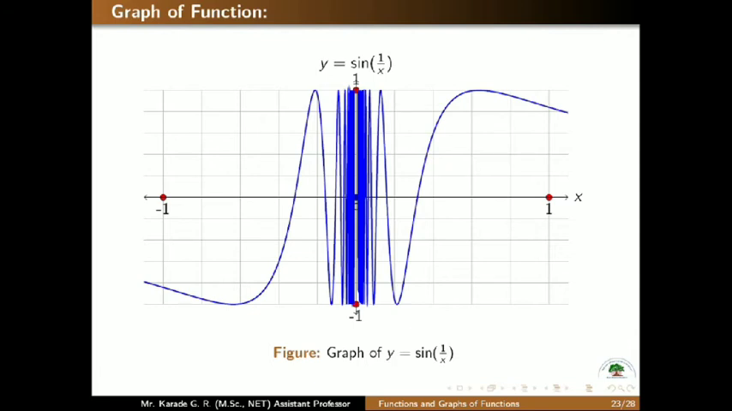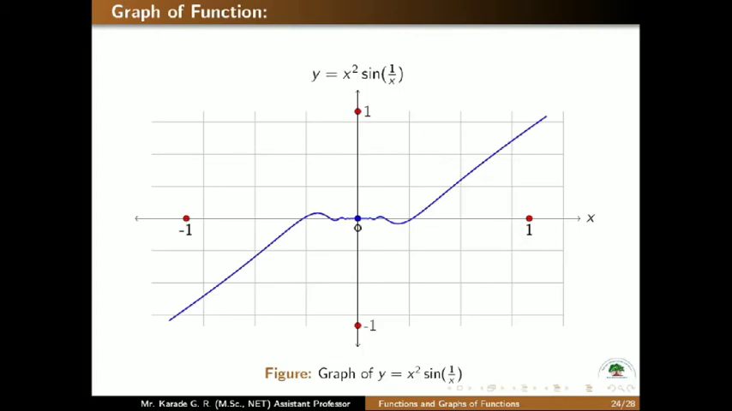Now see the graph of the function y equal to sine 1 by x. You will observe that in this graph, as x goes away from 0, the frequency of oscillation becomes smaller, and as x approaches 0, the frequency of oscillation becomes larger. But this function is not defined at x equal to 0, therefore this graph is broken, or this graph is not continuous at x equal to 0.